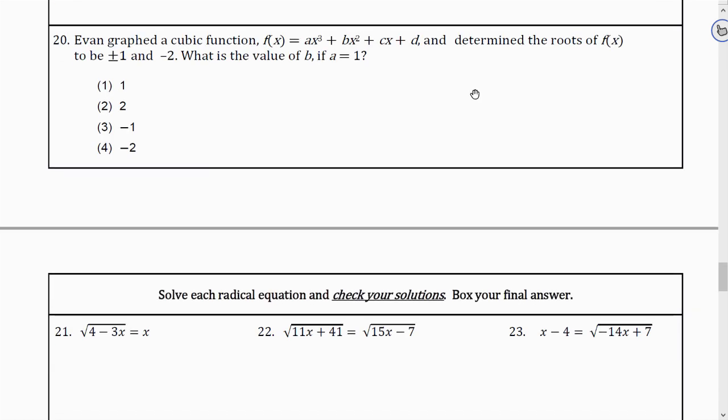Number 20. Evan graphed a cubic function f of x equals ax cubed plus bx squared plus cx plus d, that's the general form, and determined the roots of f of x to be plus or minus 1 and negative 2. What is the value of b if a is equal to 1? So we are going to just reconstruct this from the roots.